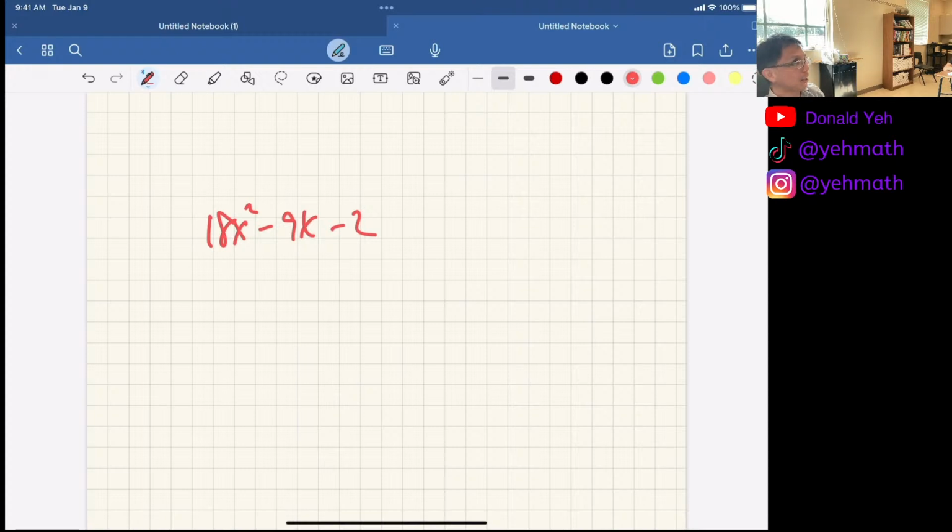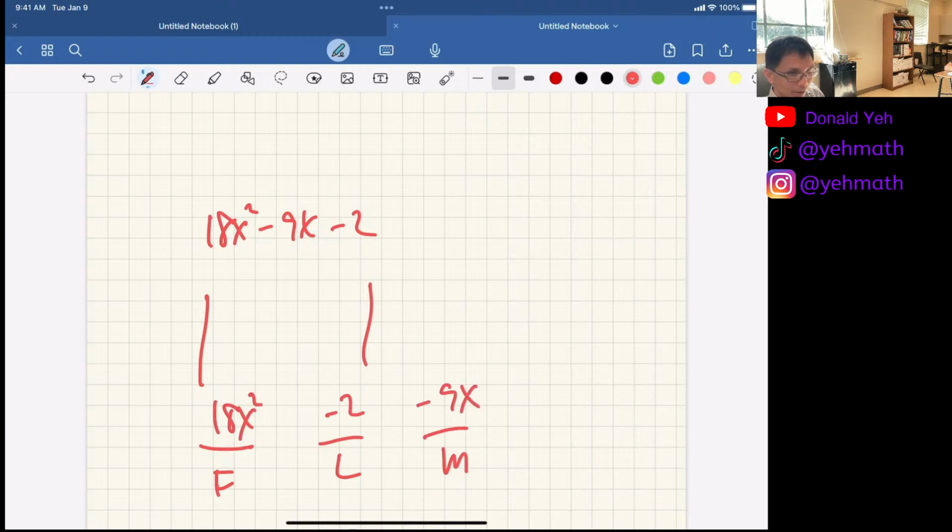Now, imagine that 18 is the smallest number I can give you. What if I give you 45 or 121, right? So you have to be able to handle all of that. Anyway, it's going to be first, last, and the middle. So it'll be 18x squared, minus 2, and minus 9x. The whole idea is to add this part.